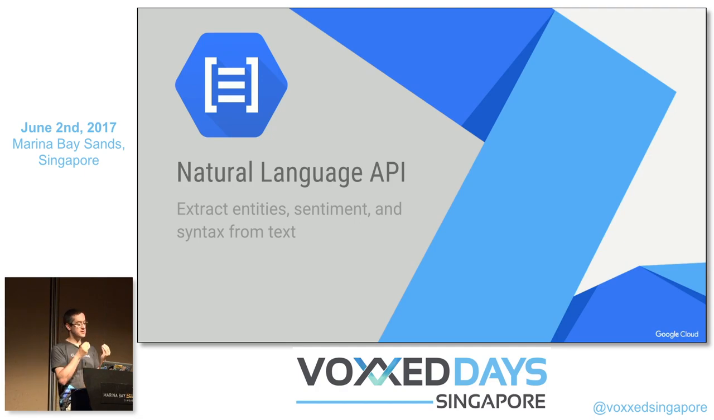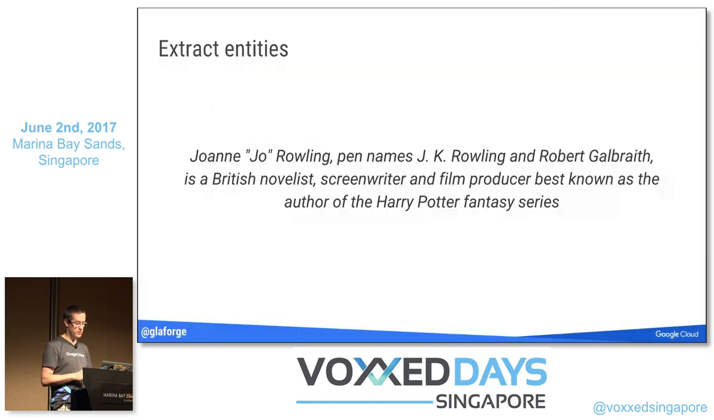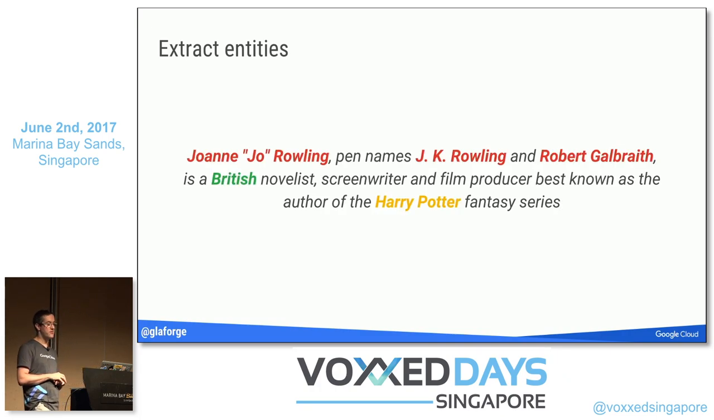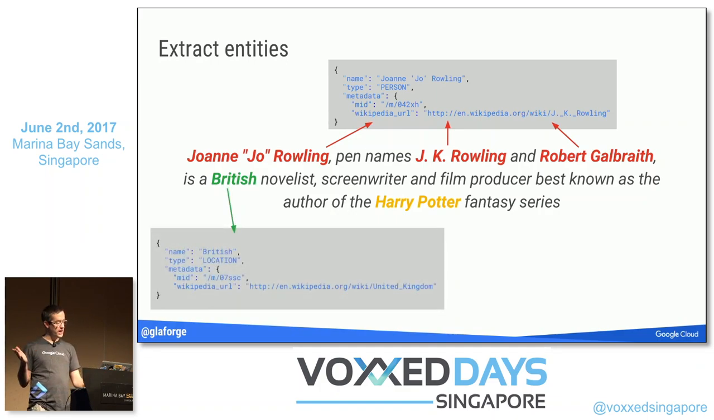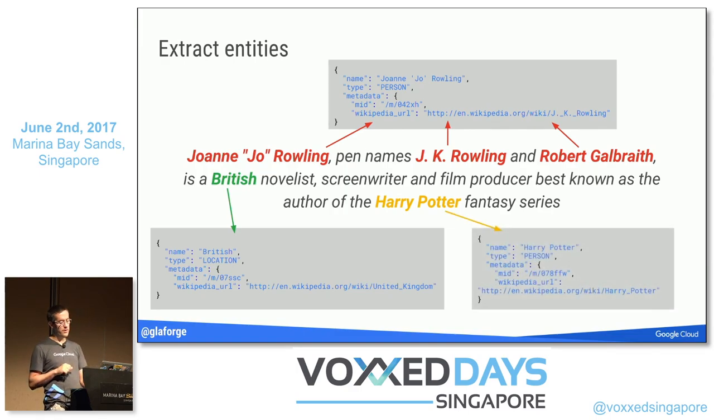You can extract entities, the various elements, the sentiment, whether a phrase or a sentence is positive or negative, and see also the structure of your sentences. For example, in this sentence, which talks about J.K. Rowling, the Harry Potter author, it recognized those different entities, and that Joanne, Joe Rowling, J.K. Rowling, Robert Galbraith are actually one and single person. Robert Galbraith is the pen name of J.K. Rowling for some of her books, and it really recognized that that's just the same person, and it points at this Wikipedia page, which is referenced in the knowledge graph, which knows about J.K. Rowling. British, it recognized it's some location, pointing at the United Kingdom. And here, Harry Potter, it recognized Harry Potter as the person of the book.